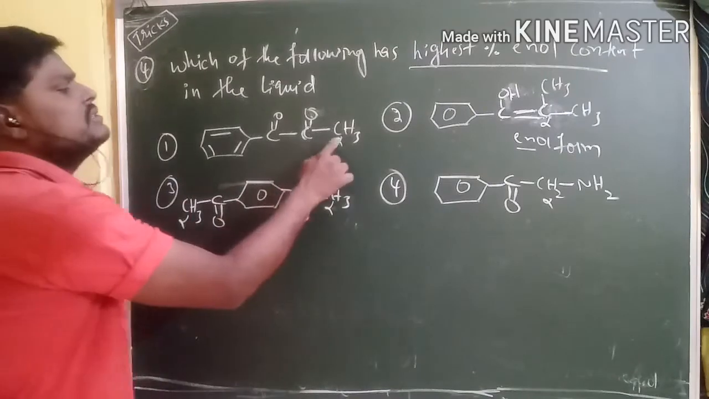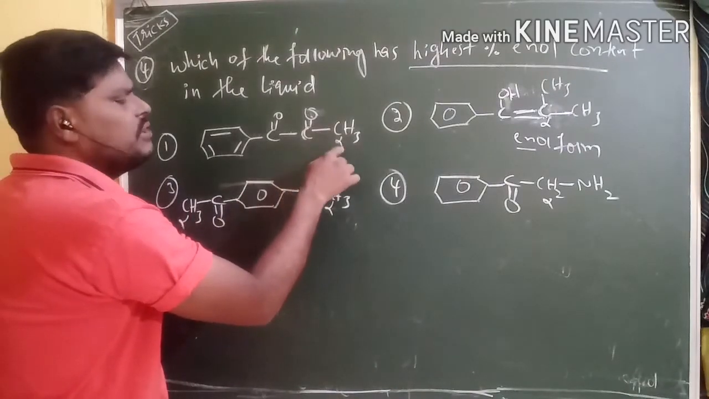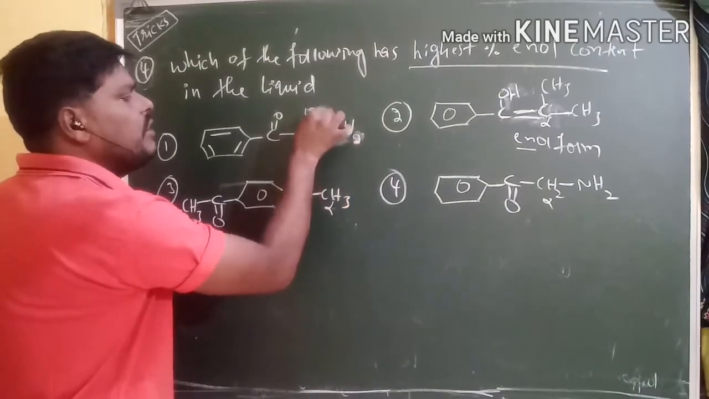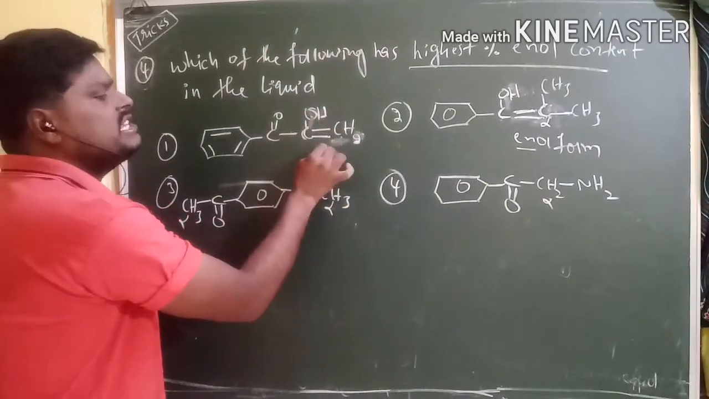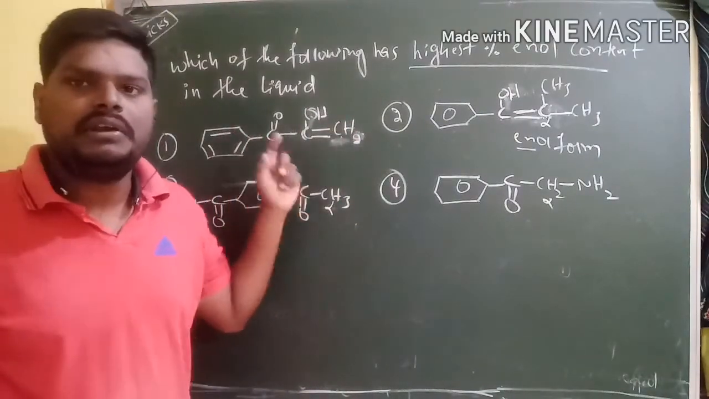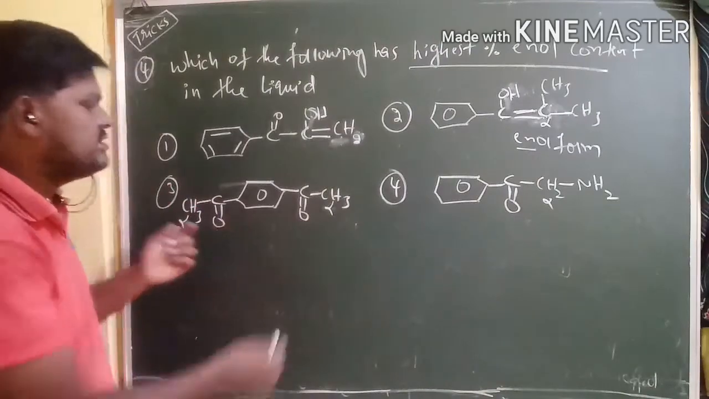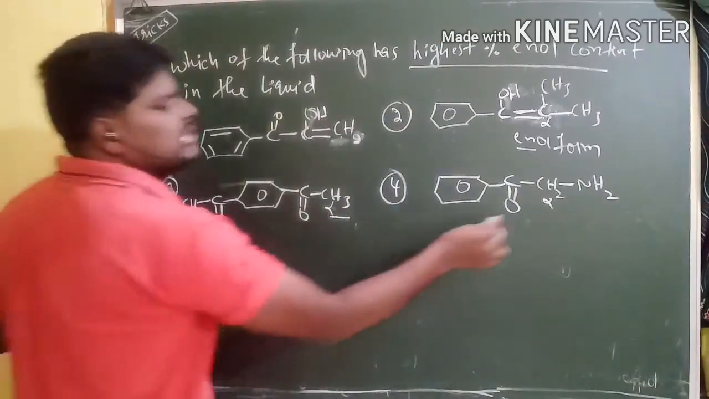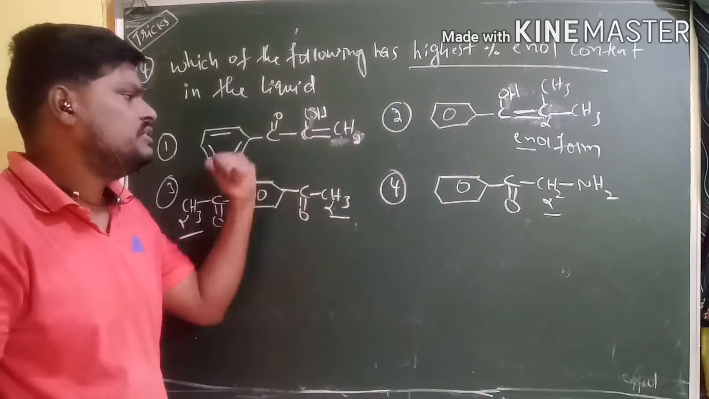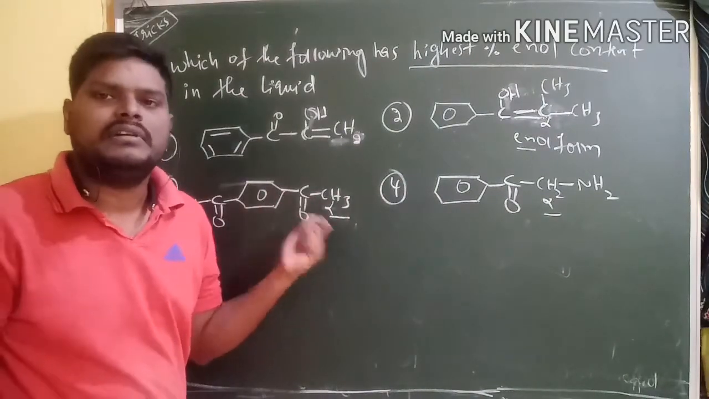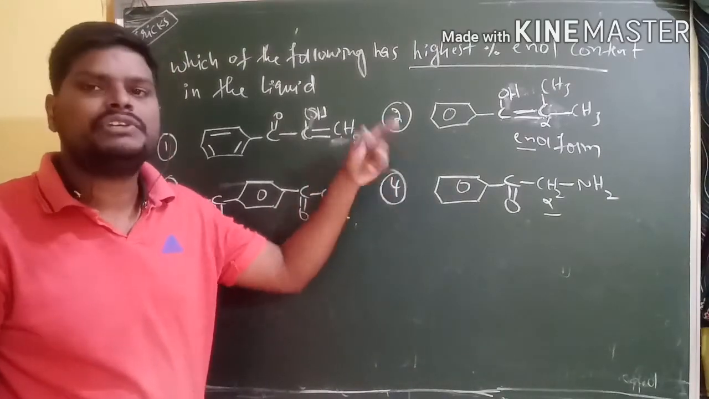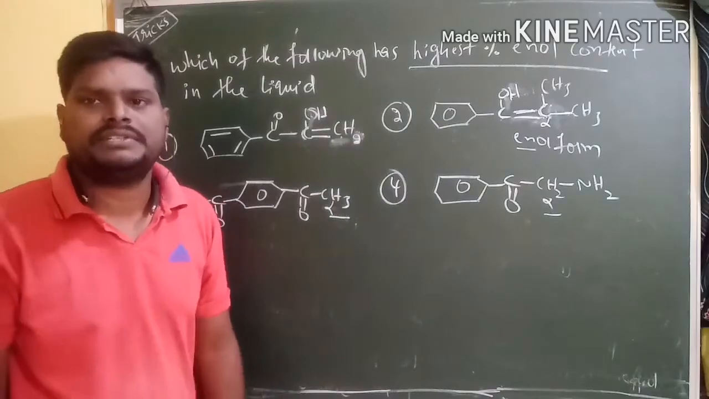Here also there is one alpha carbon, sir. Of course, this is the enol form here, but this is a less substituted alkene, because the end of the carbon chain always gives a less substituted alkene. Here also less substituted, here also less substituted. So 1, 3 and 4 have less substituted alkenes. That's why only the second option will show more enol content percentage.